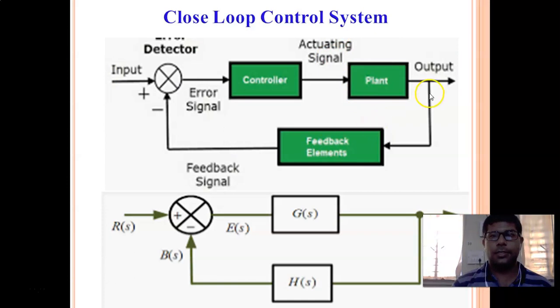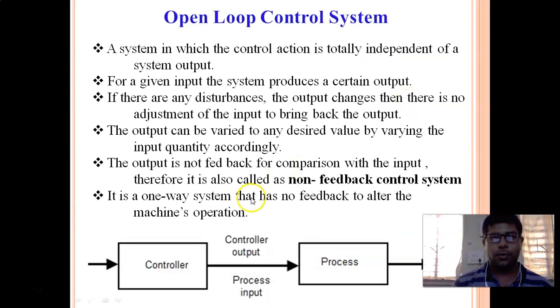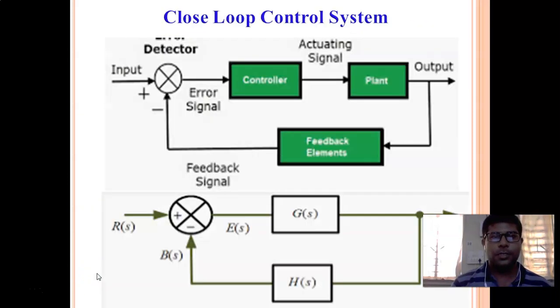feedback element. In an open loop control system, if you see the block diagram, there is only a controller and a process or plant, right? There is no feedback element which will give part of the output back to the input. But in a closed loop control system there is feedback. It takes some part of the output and gives it to the input. Due to this element only, the accuracy of the closed loop system is better than open loop control systems.